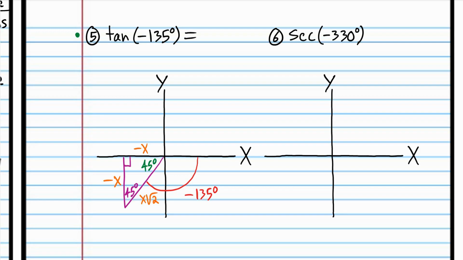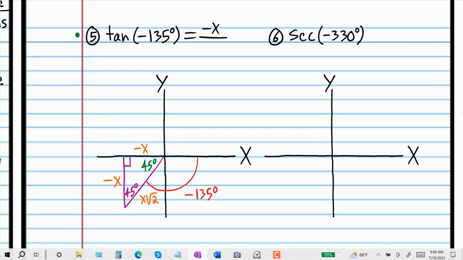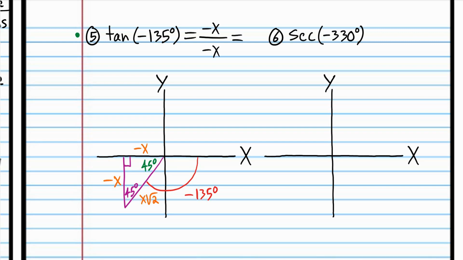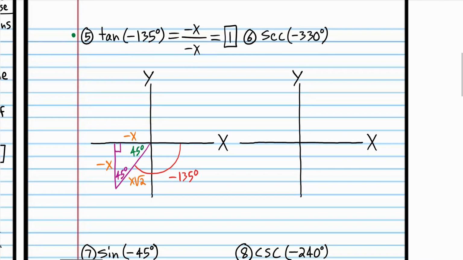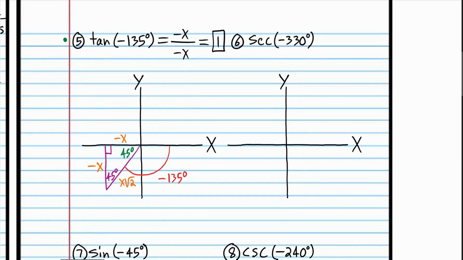So tangent of a negative 135 degree angle is equal to the side opposite the green reference angle divided by the side adjacent to the green reference angle. So the x's cancel out, the negatives cancel out, and you're left with 1. So if you got that right, perfect. Excellent.